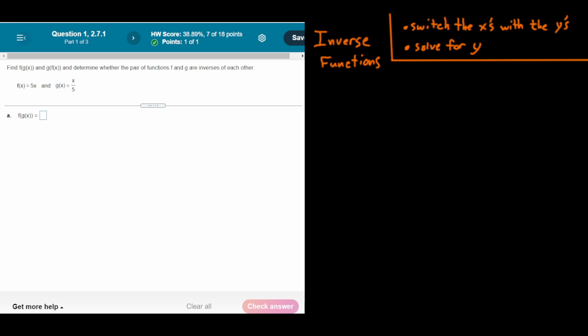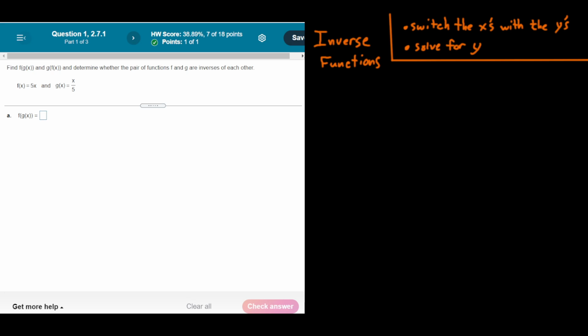They can give us points. We just switch the x's and the y's and that'll be the inverse. They can give us graphs. We're going to find what the coordinates are, then switch the x's and the y's. That'll be our inverse. And they can give us equations. You're going to switch the x's and the y's, and then you're going to solve for that y variable. You got to get the y by itself. So let's go ahead and just jump straight in.